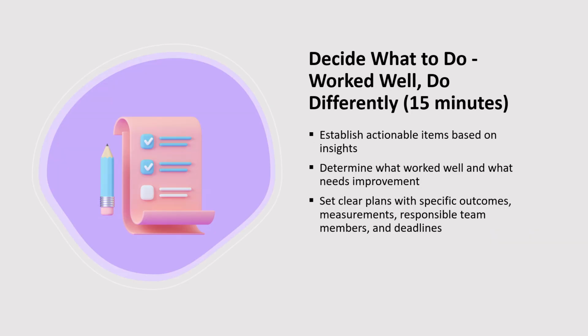Fourthly, decide what to do: worked well, do differently, in 15 minutes. Next up, we have the decide what to do phase, which also lasts for 15 minutes. The purpose here is to establish actionable items based on the insights gained during the previous phases. You'll be determining what worked well and what needs to be done differently. You want to create a clear plan for how to move forward effectively. In this phase, it's vital to set up actionable items with specific outcomes, measurements, responsible team members, and deadlines. You'll maximize follow-through and avoid vague action items.